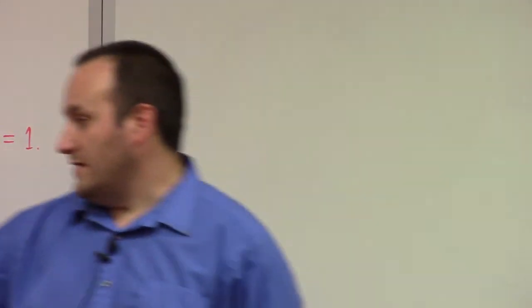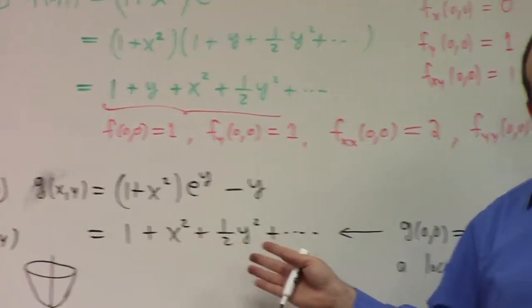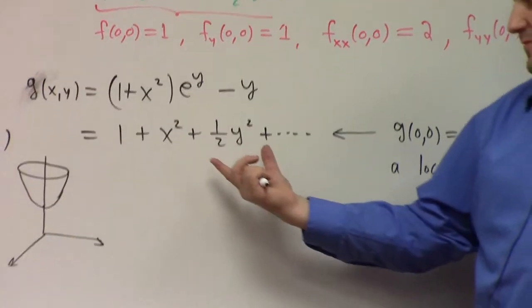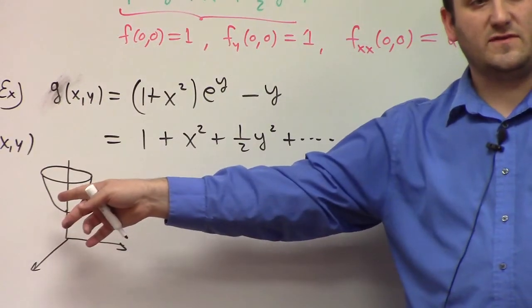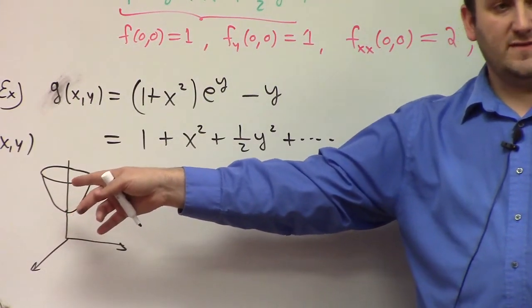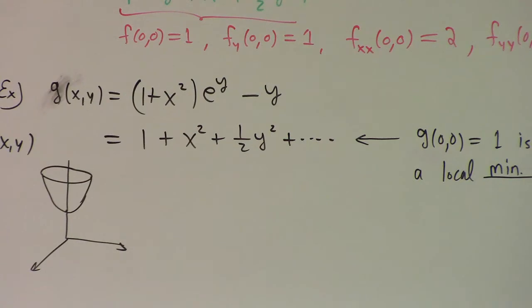Like this one, I can see that 1 is apparently a local minimum. Everything beyond this is cubic, right? So that means if you have x and y close to 0, they're negligible. This is totally the shape of the function close to that point. It's the best quadratic approximation to the graph. That's what the Hessian gives us. Linearization plus Hessian gives you the best quadratic approximation to the graph of a function of two variables.